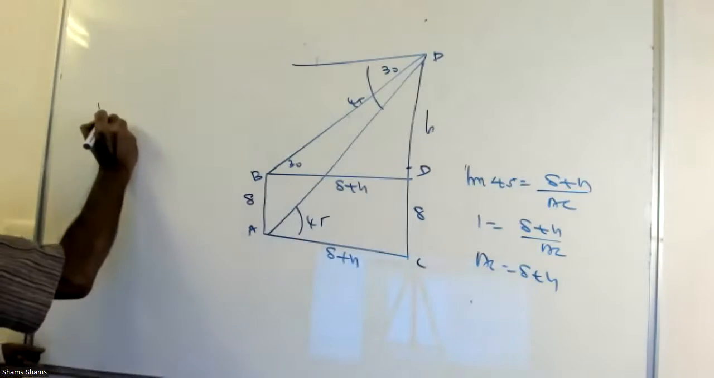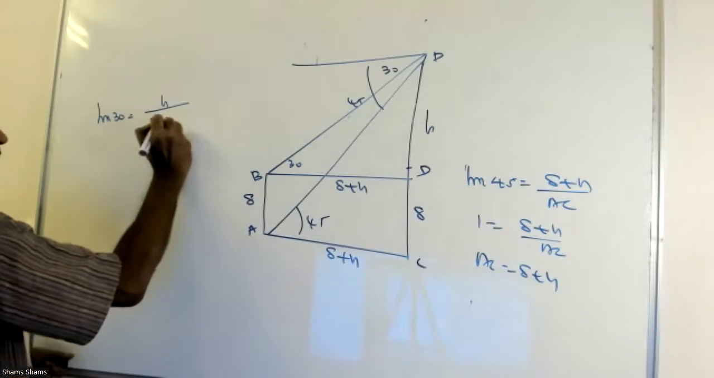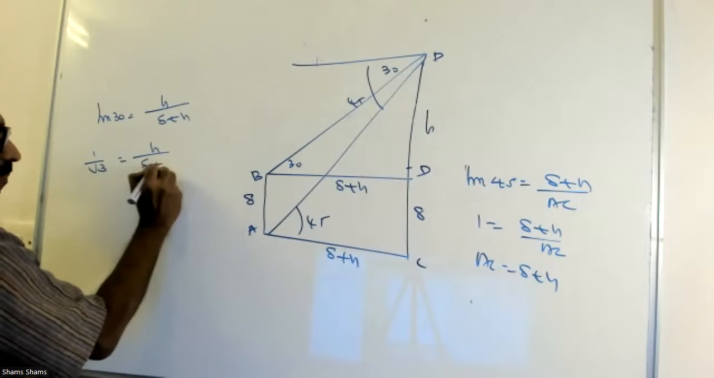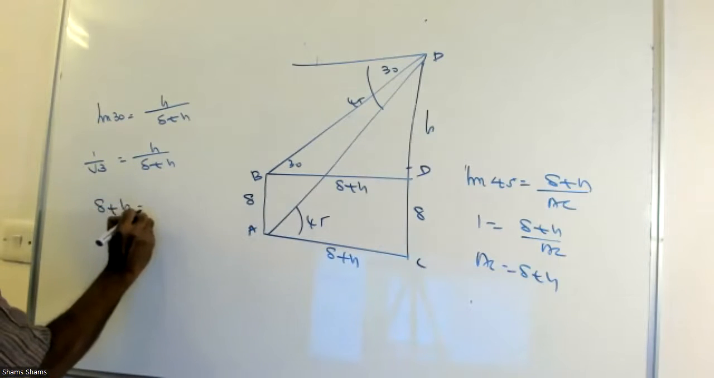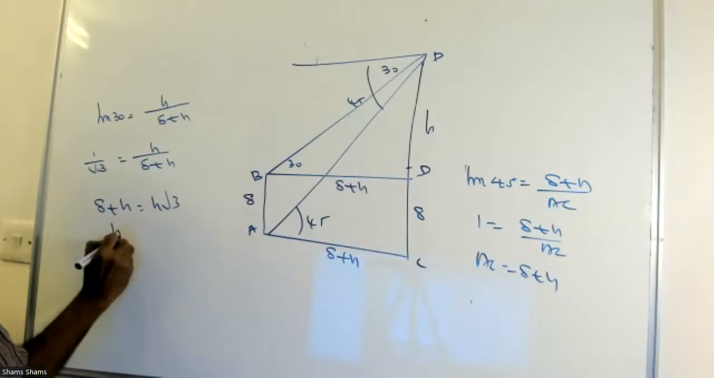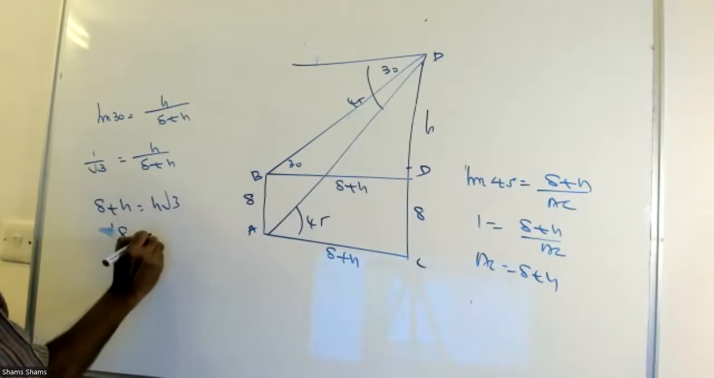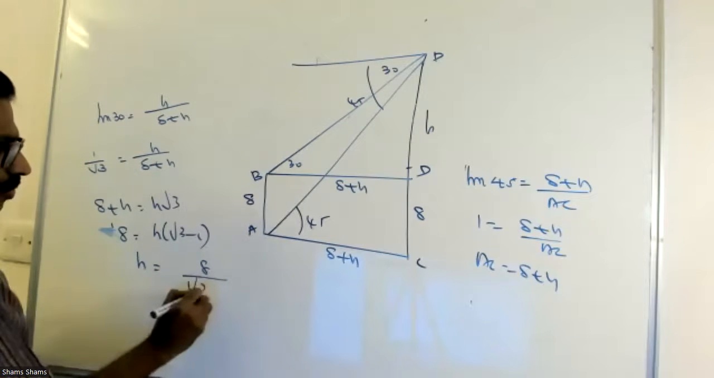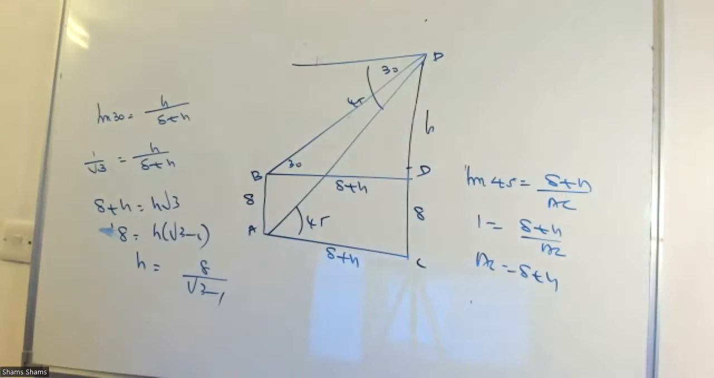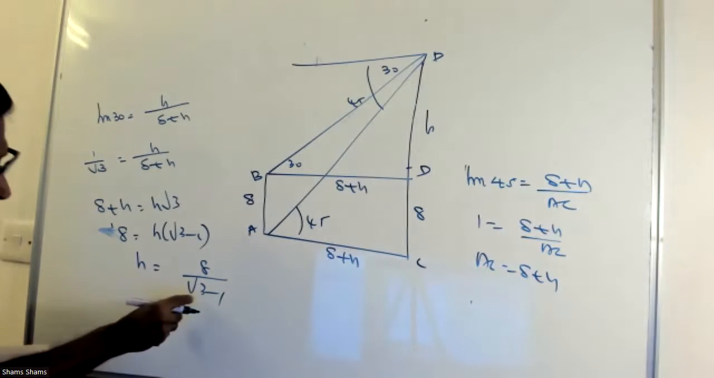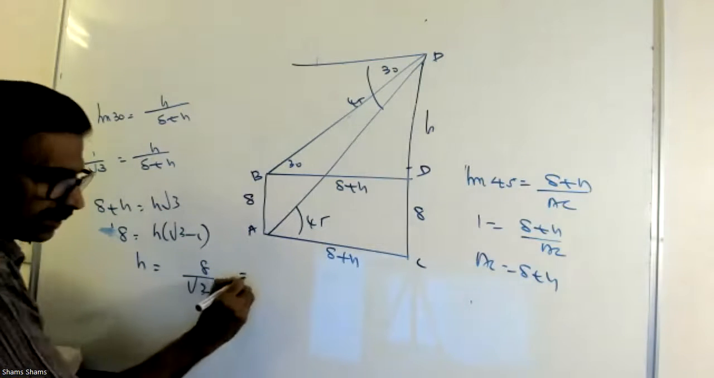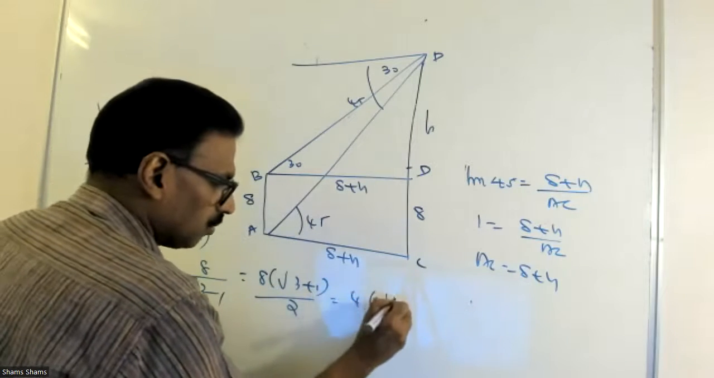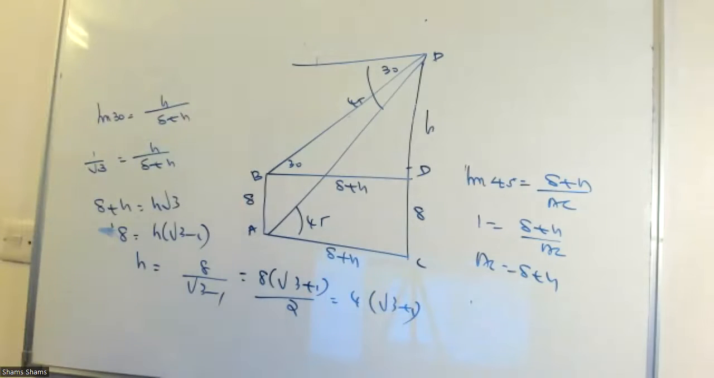Then you can take tan 30. Tan 30 equal to H divided by 8 plus H. 1 by root 3 equal to H by 8 plus H. 8 plus H equal to H root 3. So 8 equal to H times root 3 minus 1. H equal to 8 by root 3 minus 1. Hello, everyone listen. Even if the root 3 value is given, don't substitute here. What you have to do? Rationalizing, 8 into root 3 plus 1 divided by 2. That is 4 into root 3 plus 1. Shreyas, clear now?